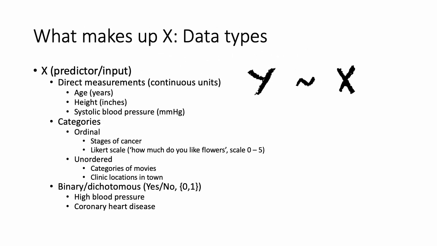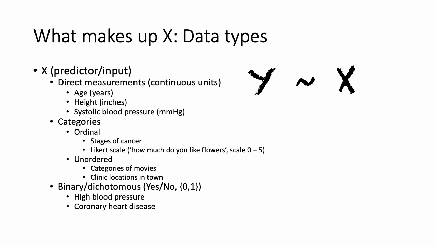So when we think about data types, this is what makes up these variables, the inputs or outputs. When we think about the inputs, X, or predictors, these can be direct measurements, as we talked about, continuous units, things like age, height, systolic blood pressure. Again, the measurement itself is the entity that we're using. Of course, we can also process that to different categories.